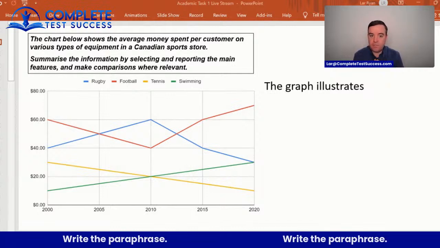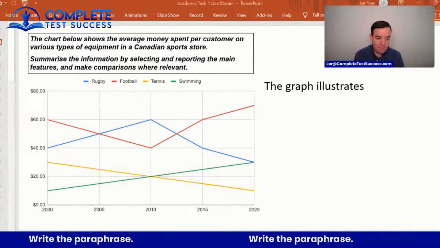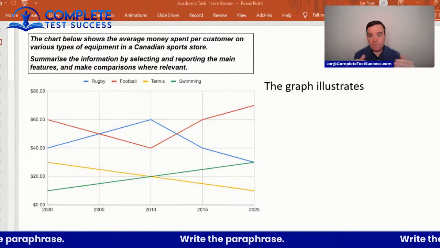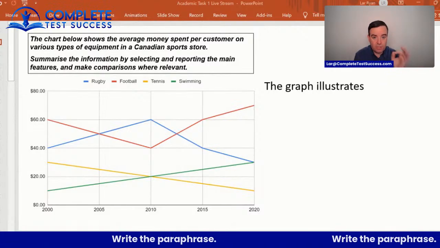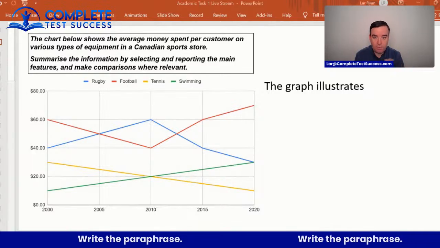And of course, if you can change more words, that's better. The more words you can change, the better. But everybody is going to be limited by the range of vocabulary that they know. So there will be some words you can change, great. Some you can't, no problem.